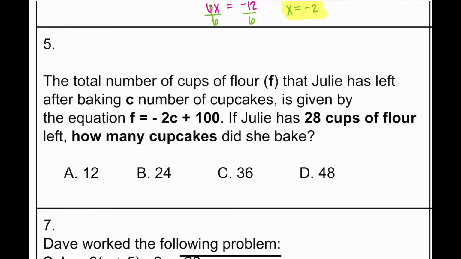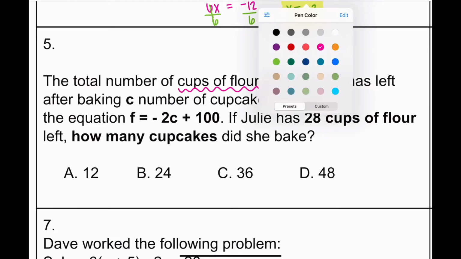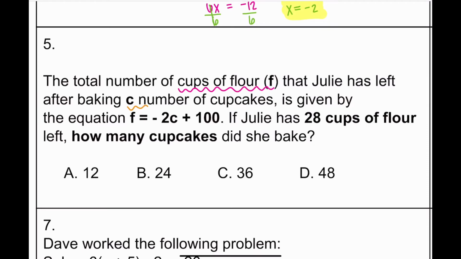Number 5, the total number of cups of flour, F. So let's make a note there. Cups of flour is F. So the total number of cups of flour, F, that Julie has left after baking C number of cupcakes, so C represents the number of cupcakes, is given by the equation F, or the cups of flour that she has left, equals negative 2C plus 100.